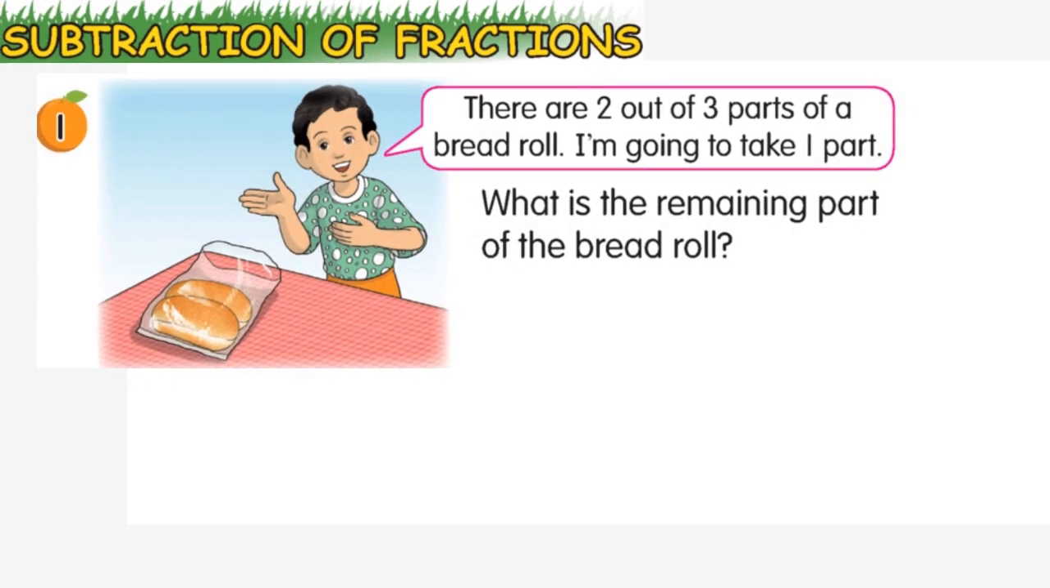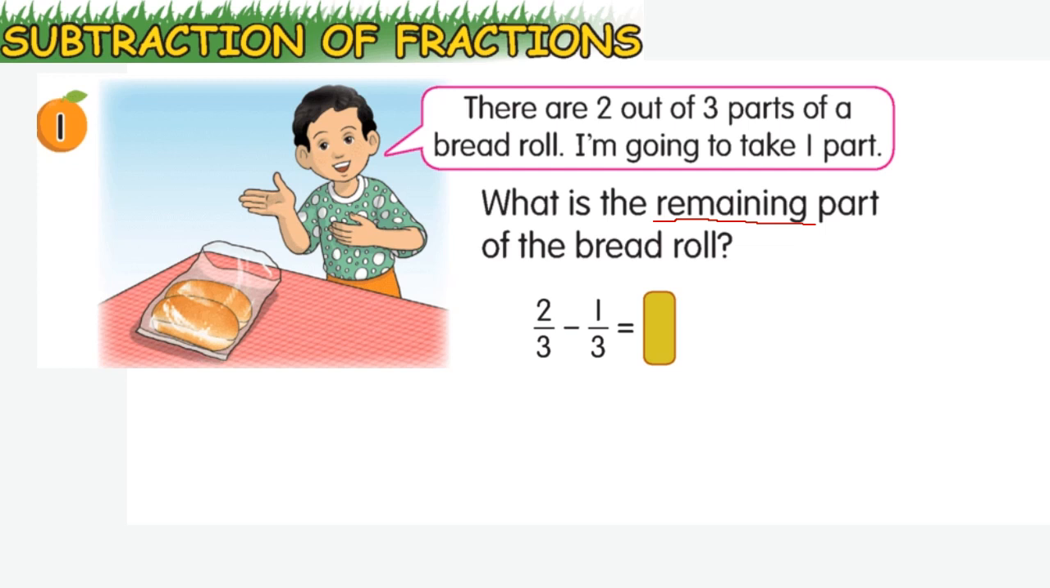We look at the first example. There are 2 out of 3 parts of a bread roll. I'm going to take one part. So what is the remaining part of the bread roll? The keyword here is remaining. If you find the word remaining, it means that you have to subtract.